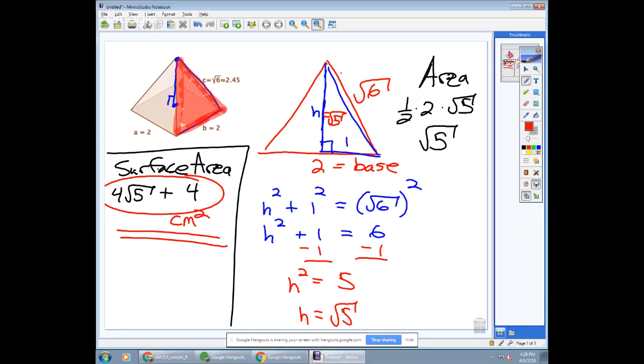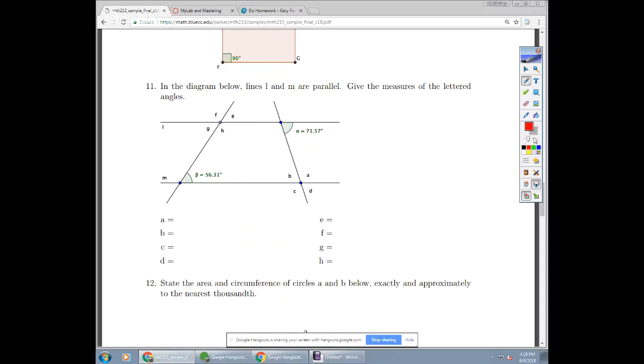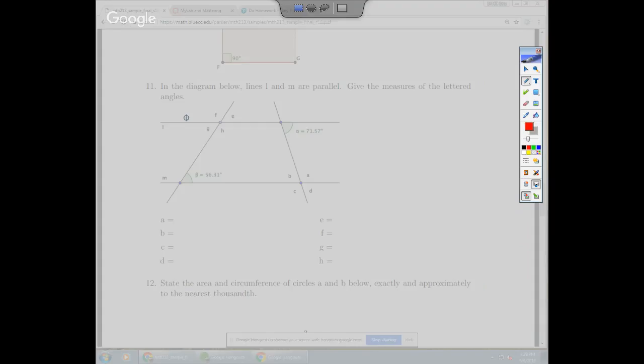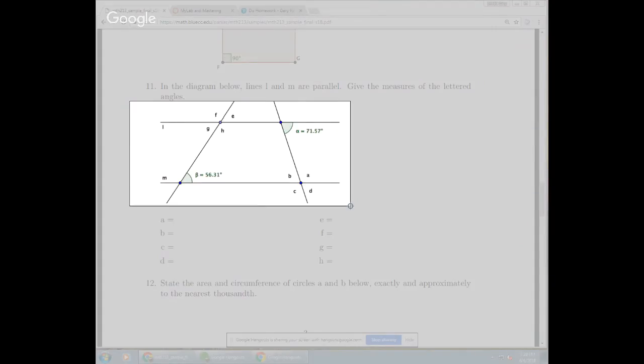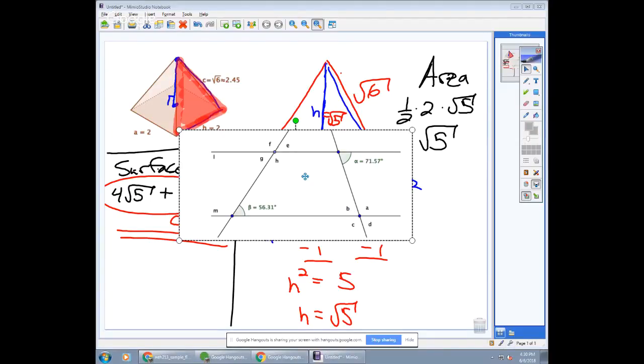New screen so I can draw on it. So this would have been in section 11.4, I want to say. Let's see. Yeah, this is section 11.4, where this one came from.